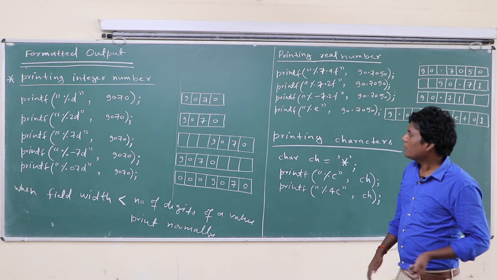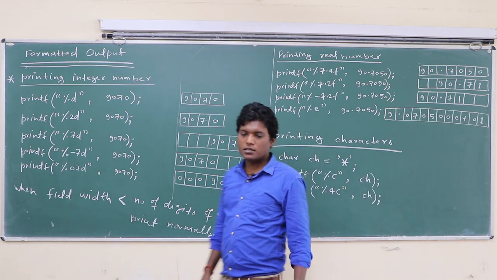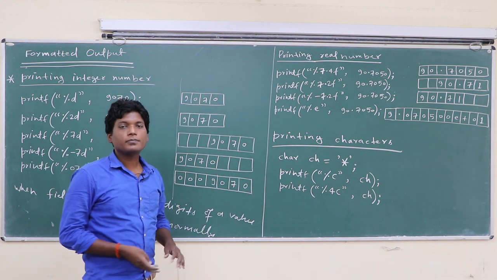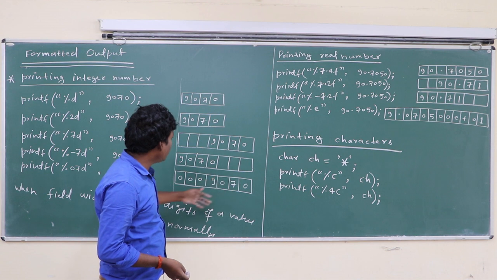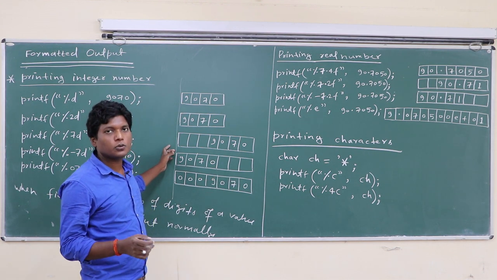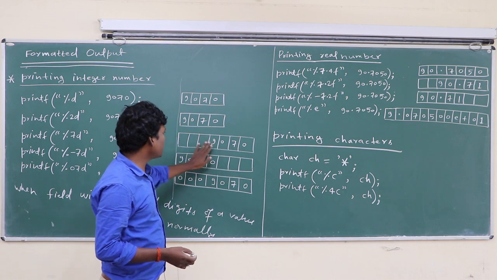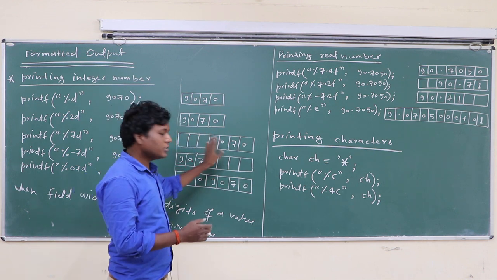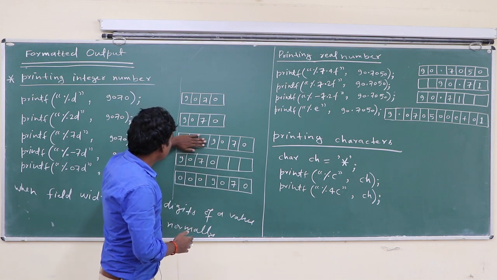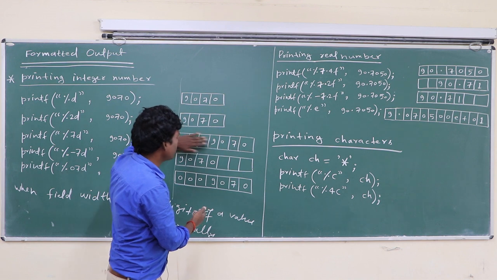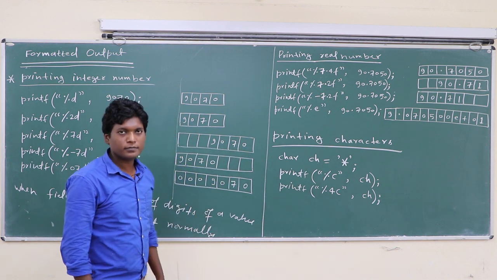Okay class, we just make blocks to understand this concept, but the output screen does not show these blocks, but the space will be there. Means this number is printed after this space. This number is printed after this space in the output screen.